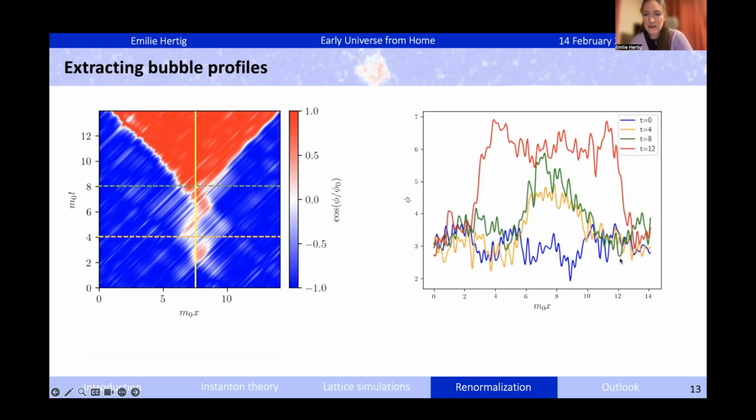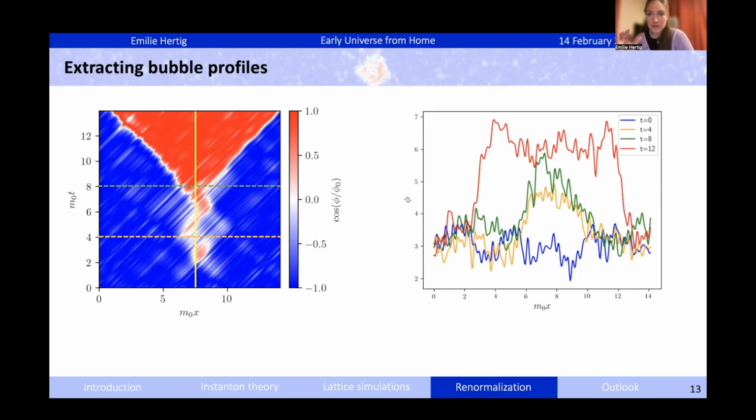Here I've plotted a few time slices. The blue one at t equals 0, clearly we don't have a bubble yet, we're just in the vacuum fluctuations. This red one here at t equals 12, we clearly already have a bubble with a sharp expanding wall. But in the middle here, in these orange and green slices I've plotted, where exactly do we consider the nucleation time? This is actually impossible to tell for just one realization.